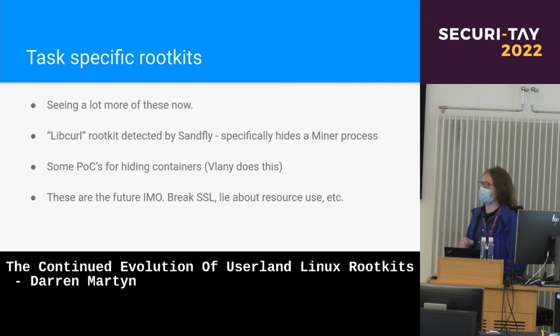This is something that I've noticed only over the last 6 months when researching some of these again: task-specific rootkits. Previously, all the rootkits these guys were using were very generic, just giving access. But recently, I came across a sample called libcurl deflected by Sandfly, and the whole rootkit is designed around hiding a Monero miner.